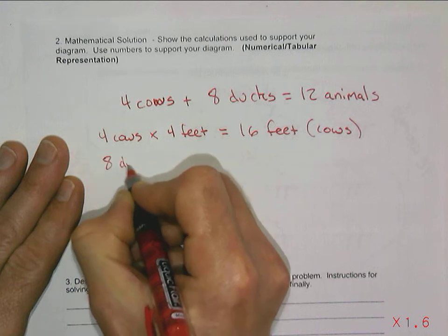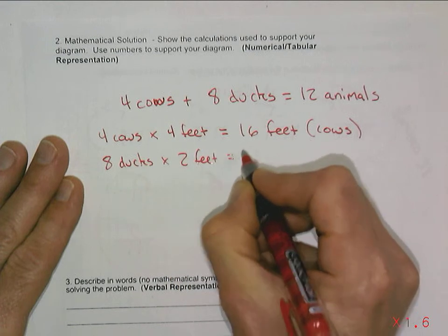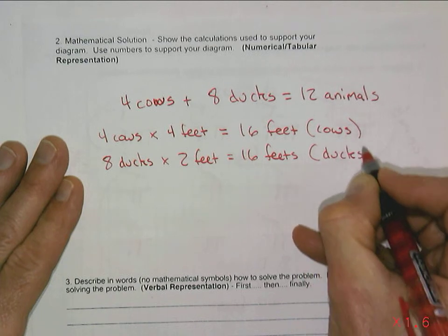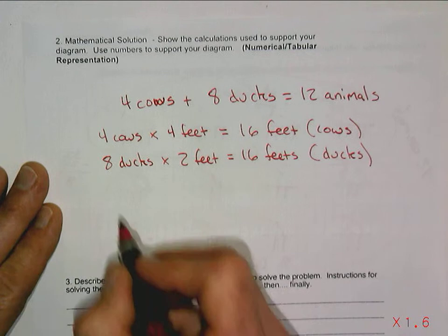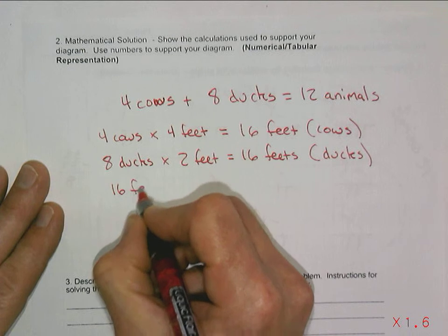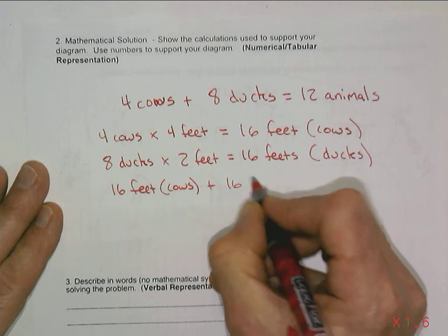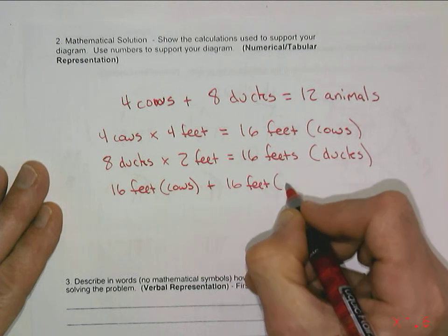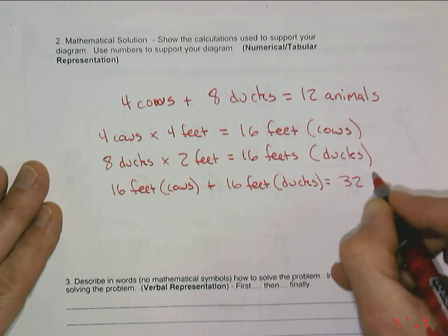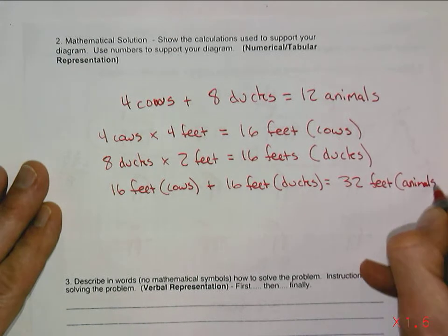And we had 8 ducks, and each of the ducks has 2 feet. And then it gives me another 16 feet for the ducks. And so then to finally prove that we have the right number of feet, I have 16 feet that belong to the cows, plus another 16 feet that belong to the ducks, which give me the 32 feet that belong to all of the animals in this problem.